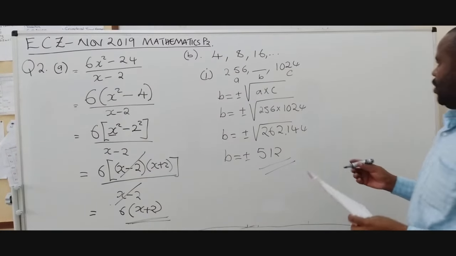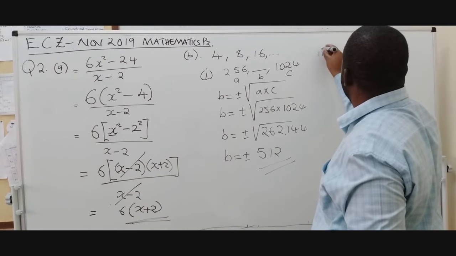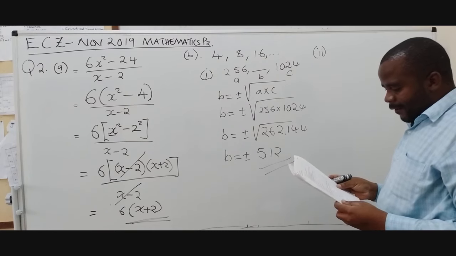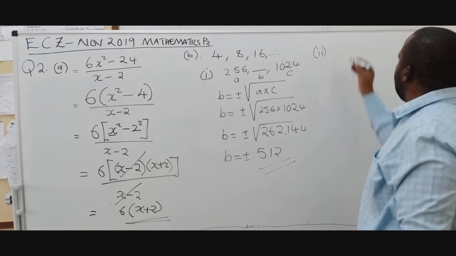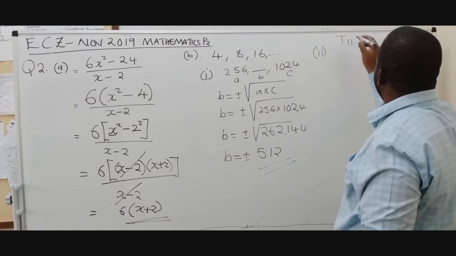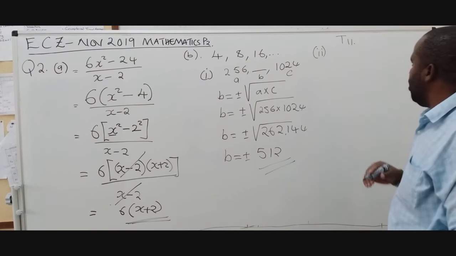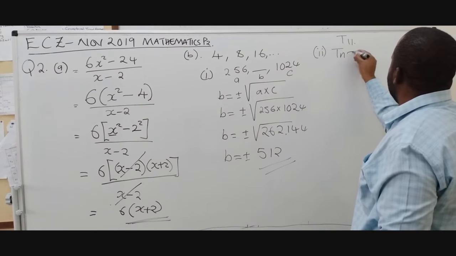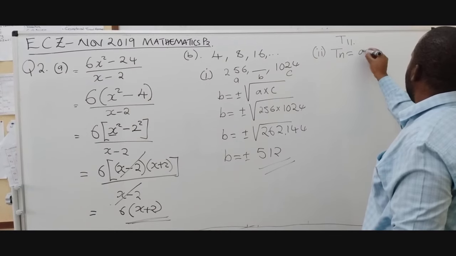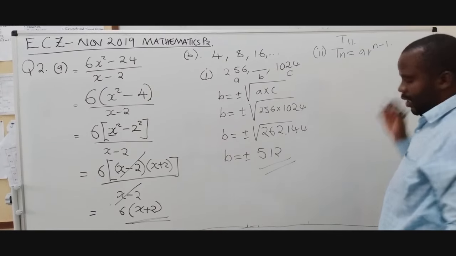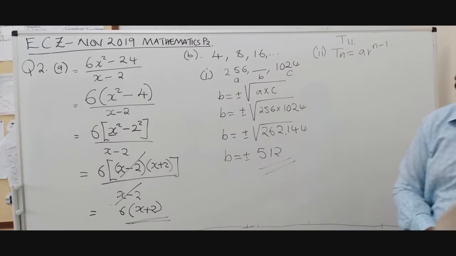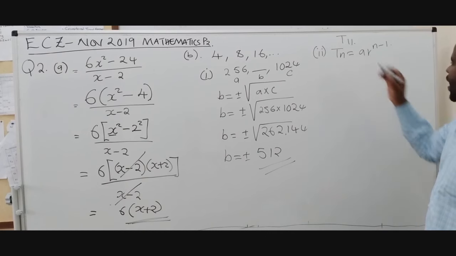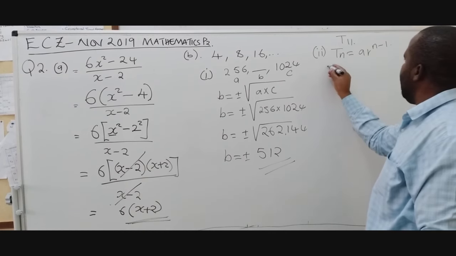Okay, then we go to Roman numeral 2 under the same. Find the 11th term. We want to find T11, right? How do we do that? You need to recall the formula for finding the nth term of the GP, which is Tn is equal to A R to the n minus 1. That is the formula that you need to apply. Where A is your first term. So we say A is my first term.